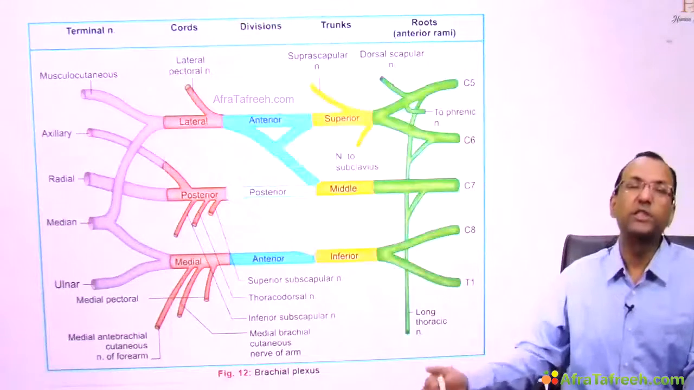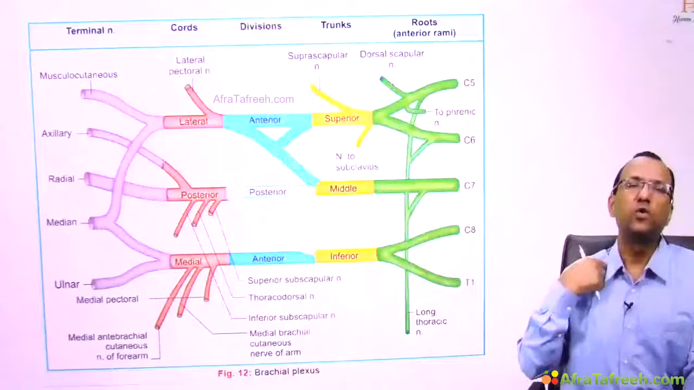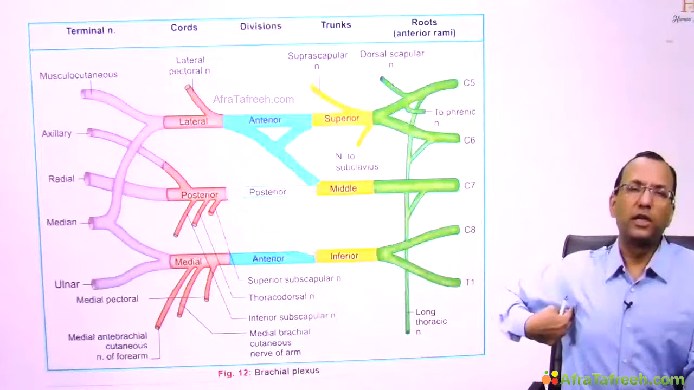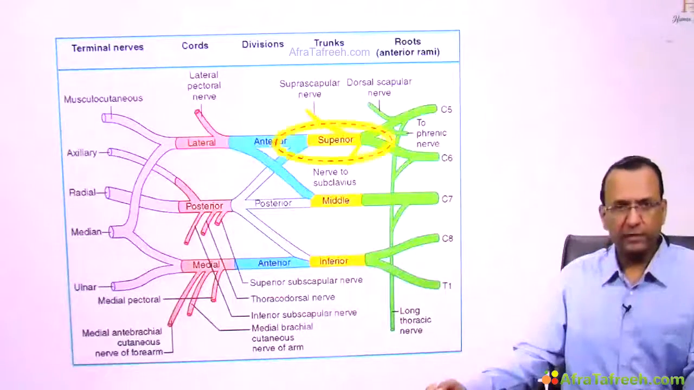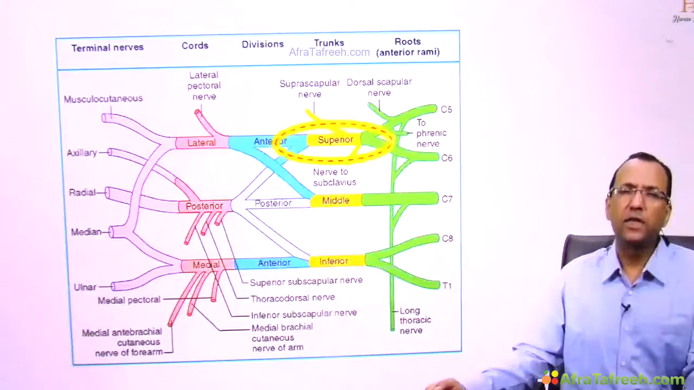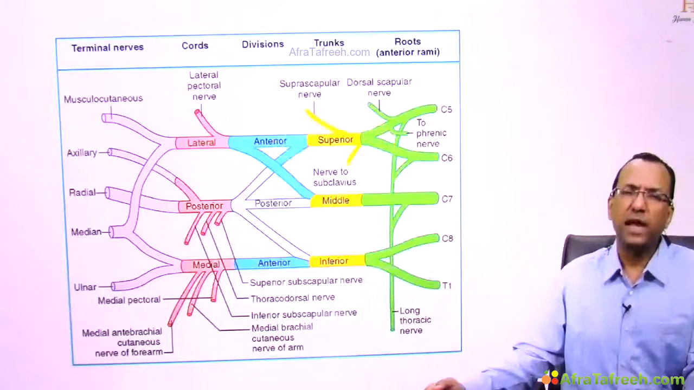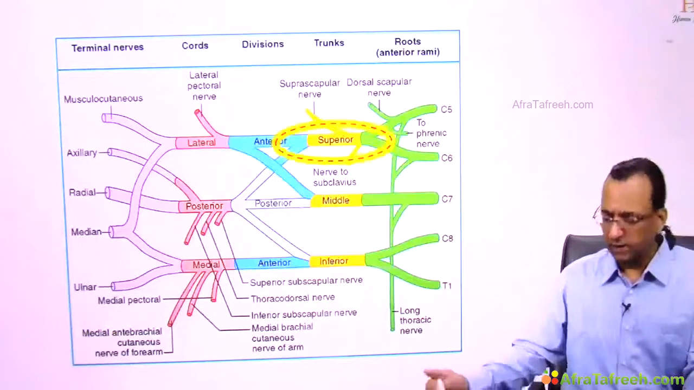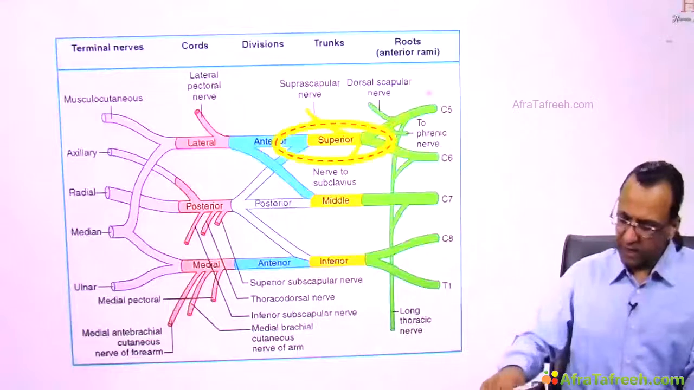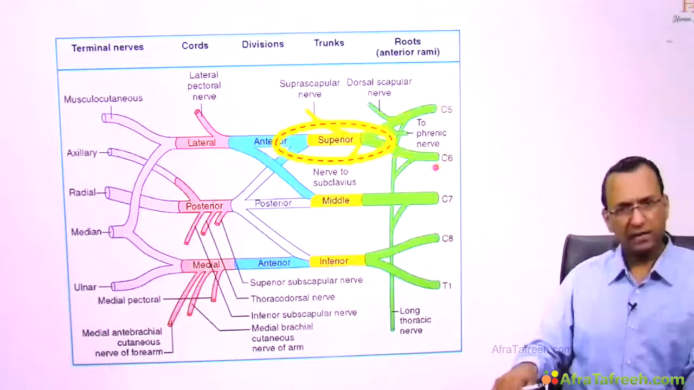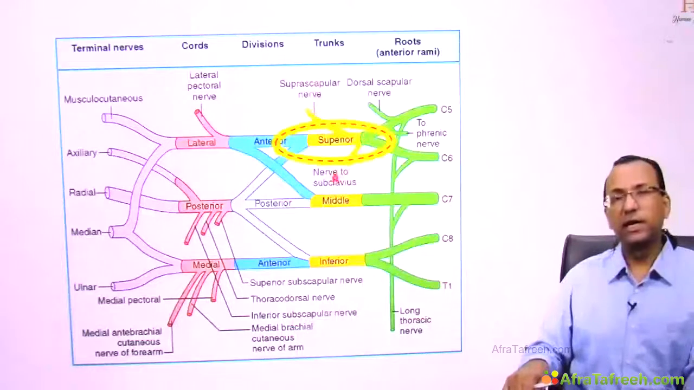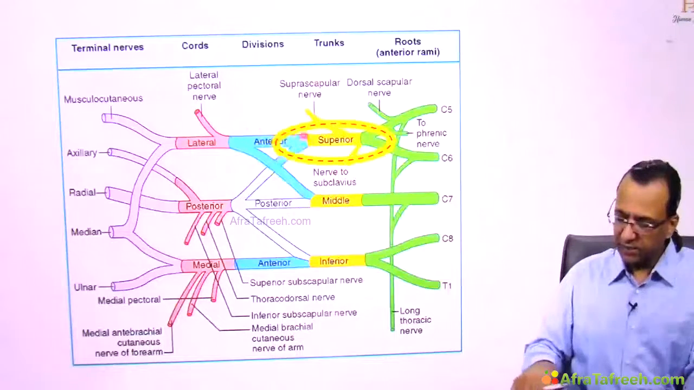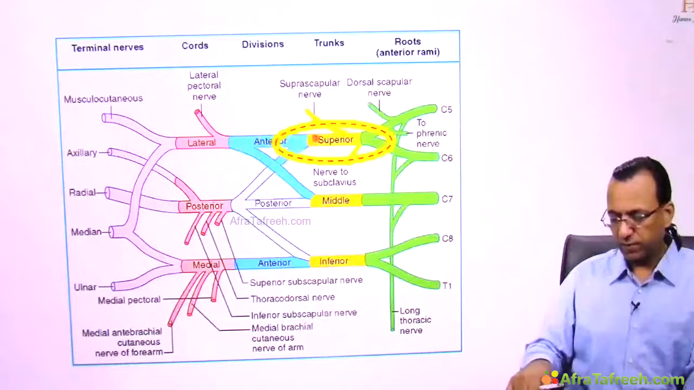Yes, there are 6 divisions passing behind the clavicle to enter the axilla. So what is Erb's point then? Erb's point is in the territory of the upper trunk and is the meeting point of 6 nerves. Which 6 nerves are meeting here? It is the root of C5 and root of C6, and it is the suprascapular nerve and nerve to subclavius, and it is the anterior division and posterior division of the upper trunk.